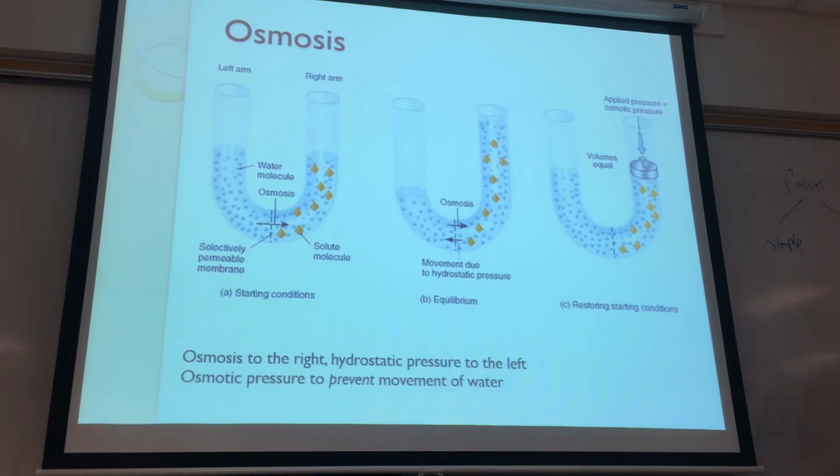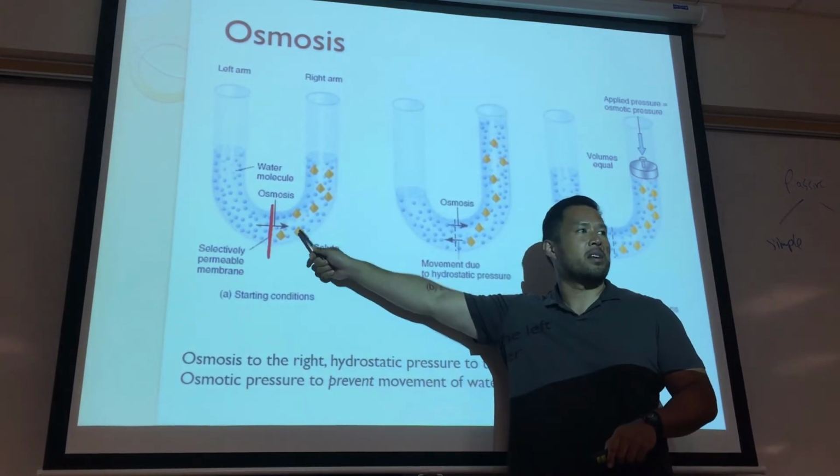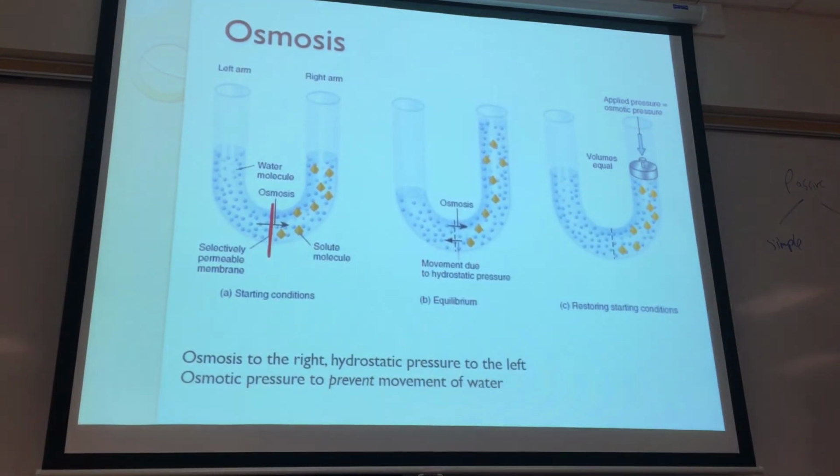In this example, what we have is a tube with open channels at the top. We have a left arm and a right arm, and we have water that's filled up to the same level. There's a division right in the middle, which is called our selectively permeable membrane. It exists right in the center, and it separates the left arm from the right arm. Now, it's permeable to water, meaning water can move in and out, but it's impermeable to the solute. The solute is drawn on here by these yellow diamonds. So the yellow diamonds, our solutes, cannot move through.